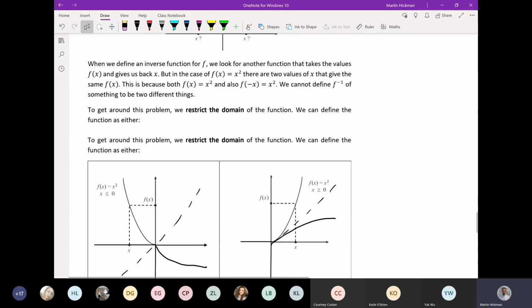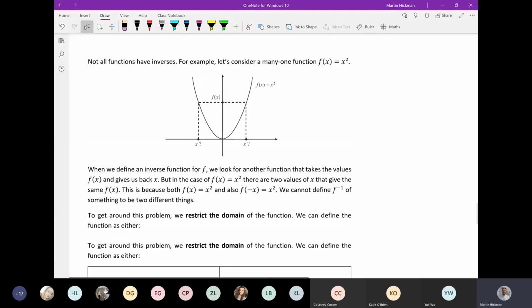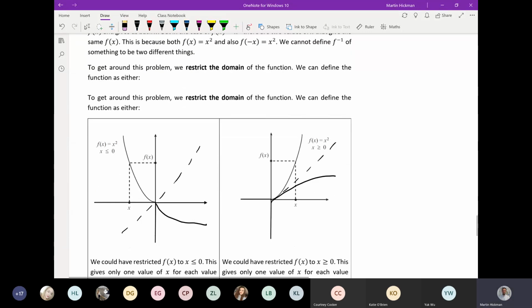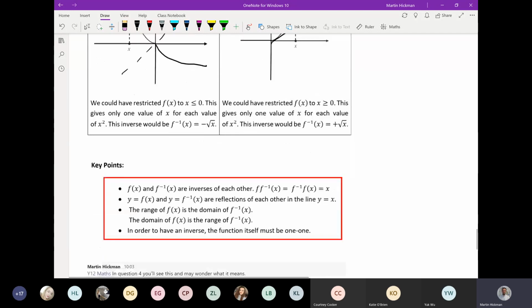And the reason why it's a problem in the first place, if you think about it, is to ask, what is the inverse of 4, for example? What is f to the minus 1 of 4? Well, you could say it's either 2 or minus 2. So unless we restrict the domain, we don't have a definitive answer there. That's why they need to be one-to-one in the first place. So you need to restrict your domain so it is one-to-one.